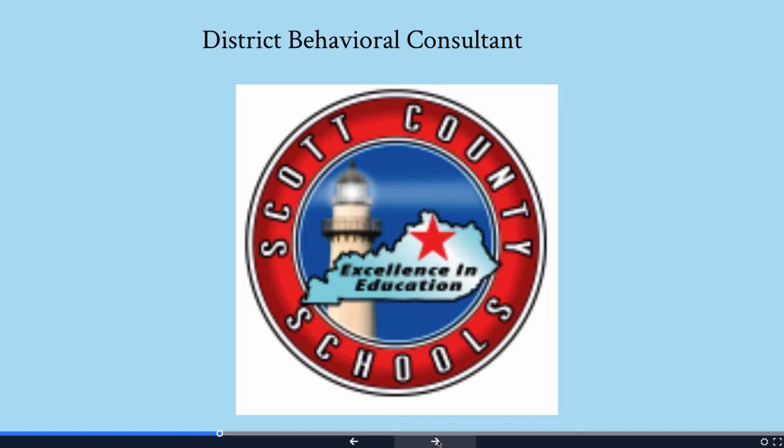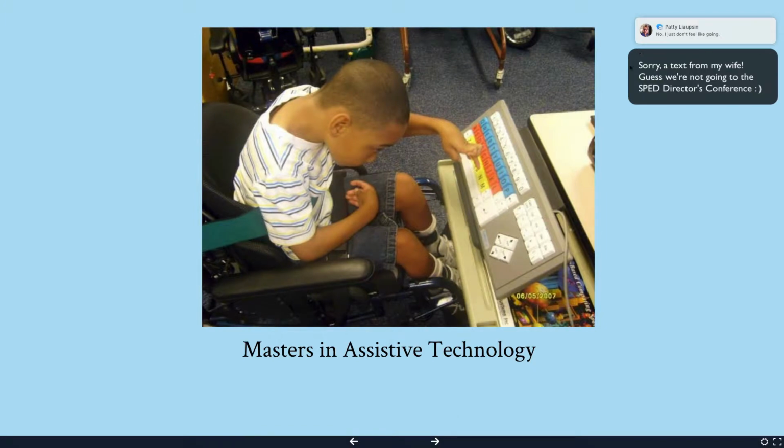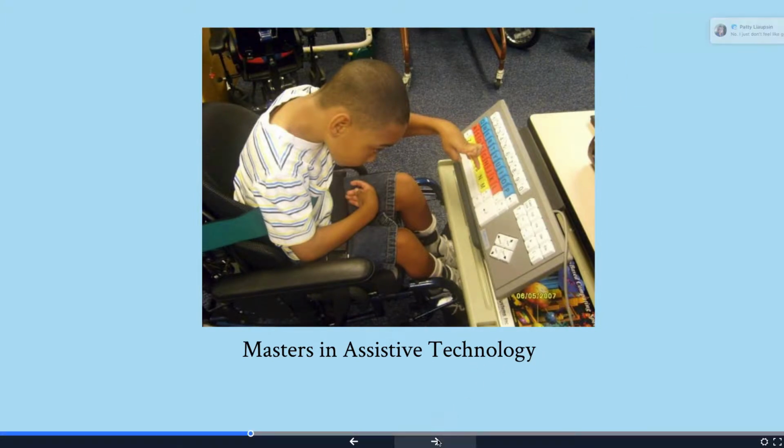My master's degree at the University of Kentucky was in assistive technology and selecting assistive and adaptive devices for kids with disabilities. And that was also in the early 90s, and so those were kind of the early days for computing.